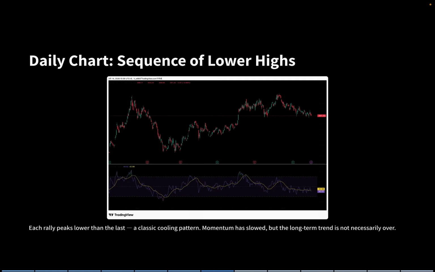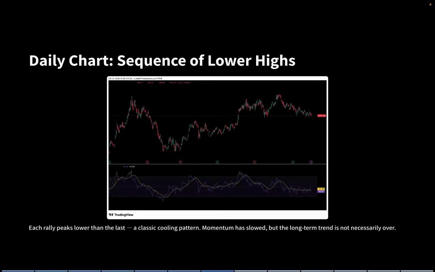Now let's move down to the daily chart, where the structure of this correction becomes much clearer. If you look at Tesla's recent price behavior, you'll notice something interesting. The stock has been forming a sequence of lower highs. For example, we saw highs around $480, then about $460, then around $440, and later near $420. Each rally attempt has peaked slightly lower than the previous one.